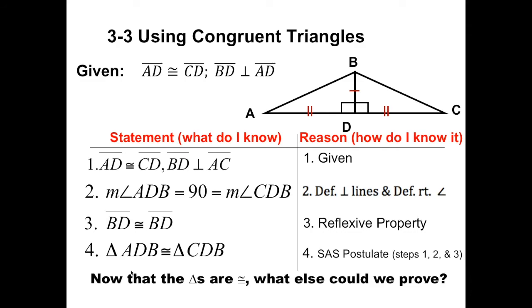All right, now that the triangles are congruent, what are some other things we can prove? Maybe you already thought of some. I'm just going to suggest another one right here. What about this? Can we say AB is congruent to CB? What do you think? Well, let's see here. AB, does it correspond to CB? Yes, it does.